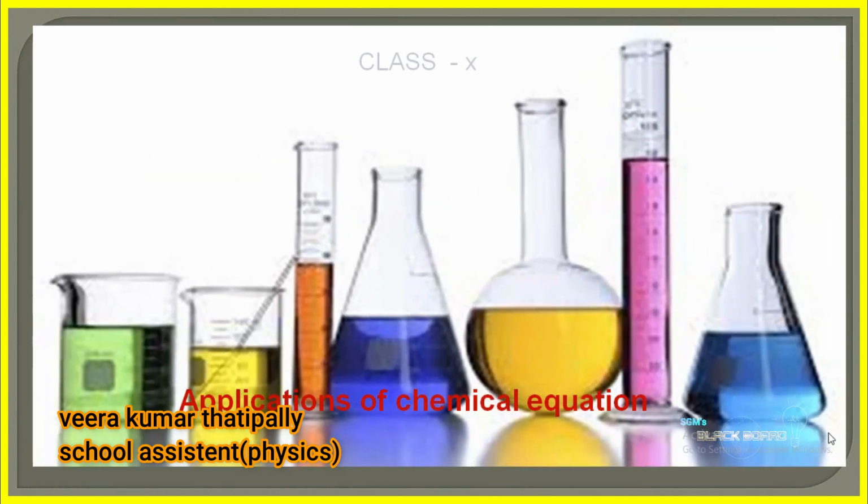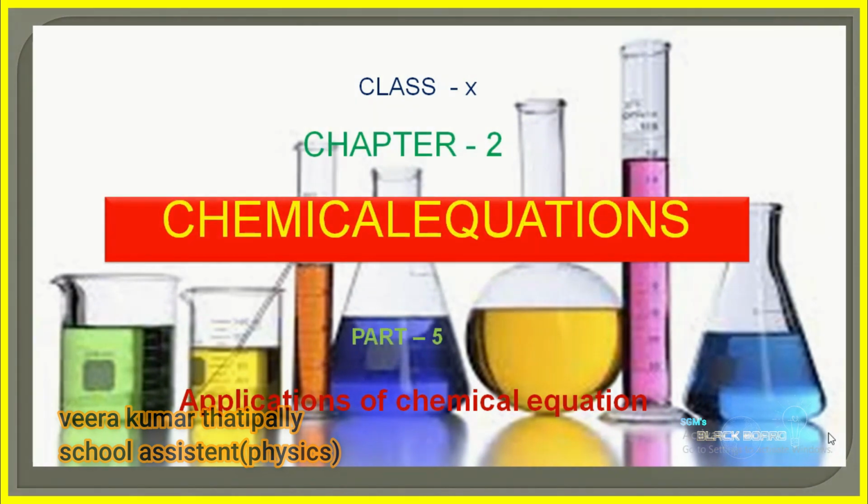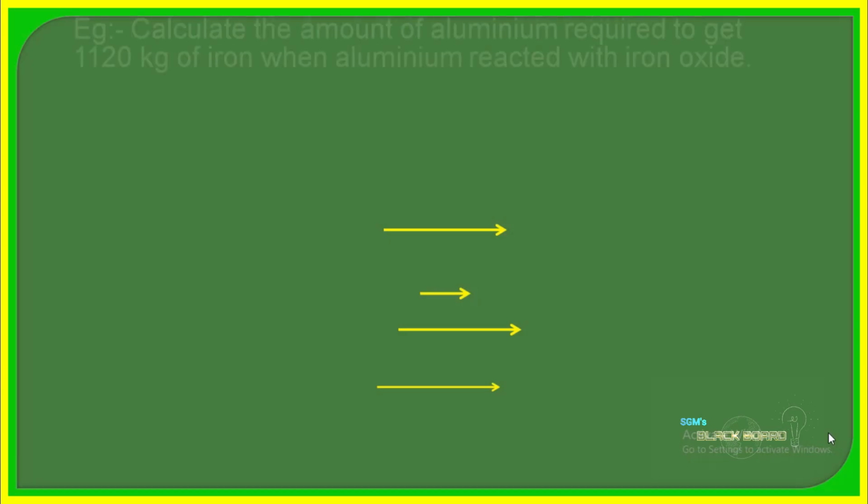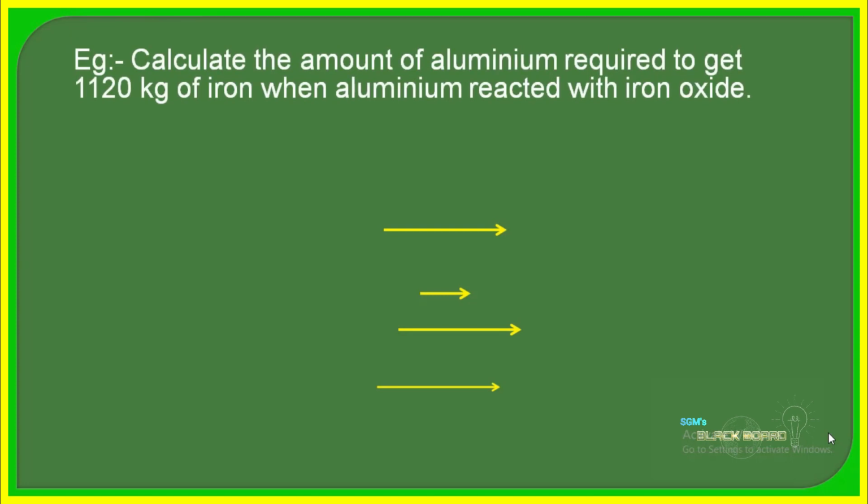Now, in this session, we are going to discuss 10th class, second chapter, chemical equations, applications of chemical equations, part 5. Industrially, chemical equations are very much useful, because to get a product, they tell us how much amount of reactant must take part in the chemical reaction. That gives the relation between reactants and products. That's why chemical equations are very important industrially.